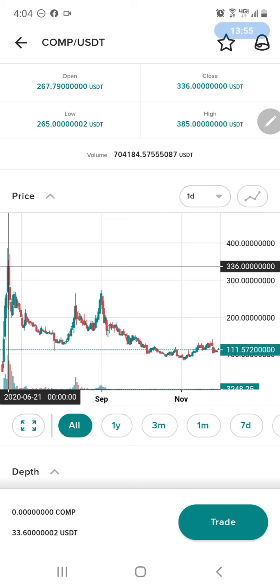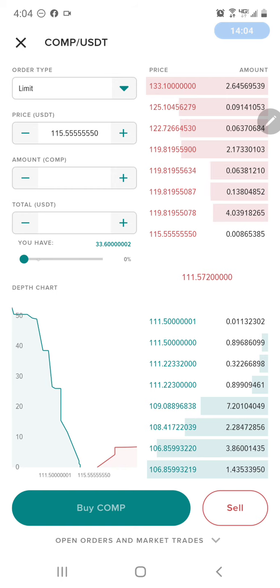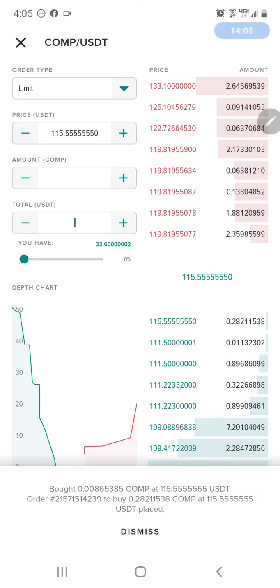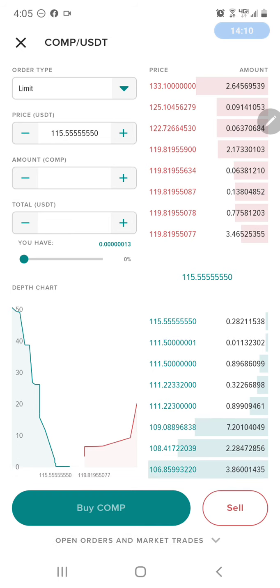We know it's not going anywhere. We know a lot of people are looking at this coin and using it. So it does have a lot of utility. So let's just go ahead and get the rest of it in COMP. All right, and that's how you diversify.